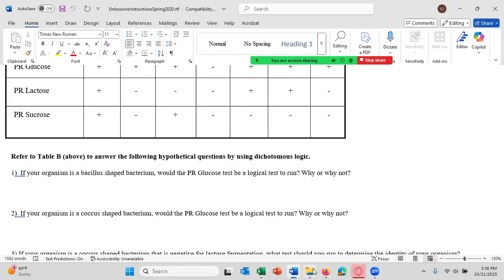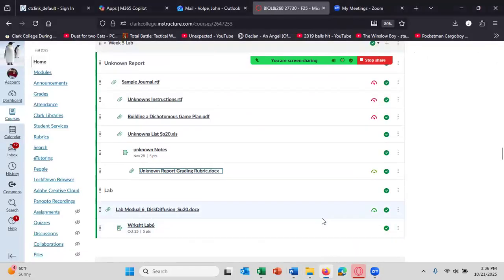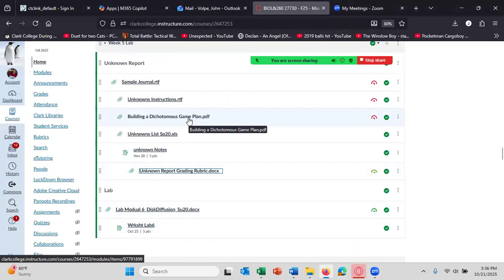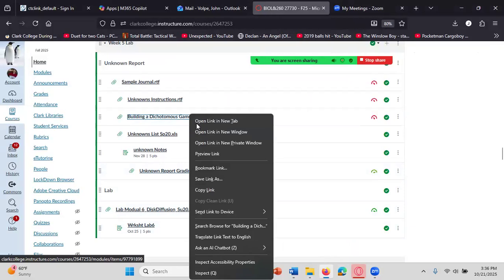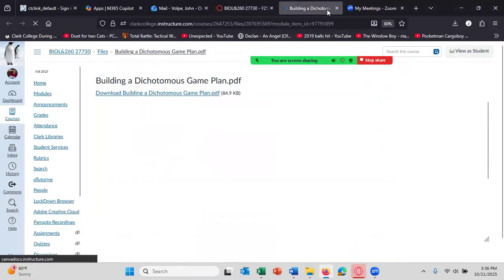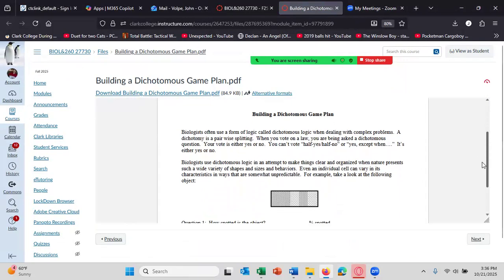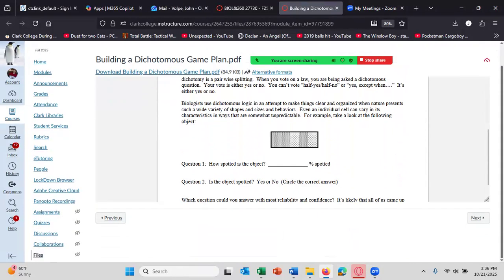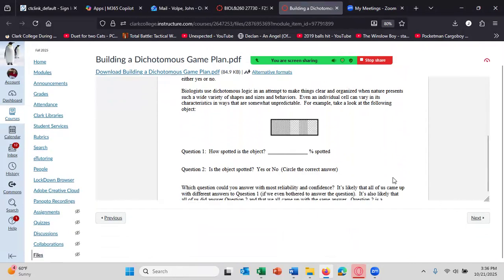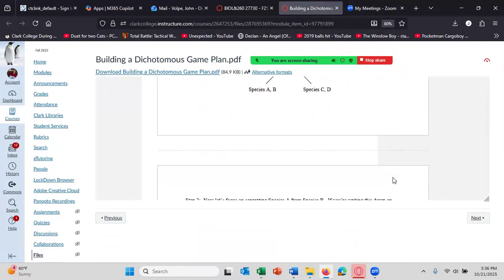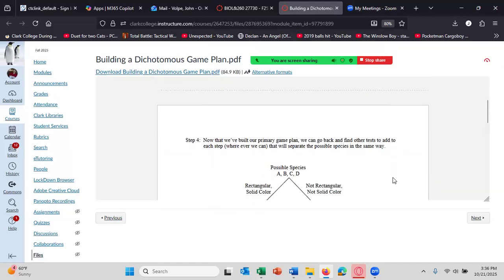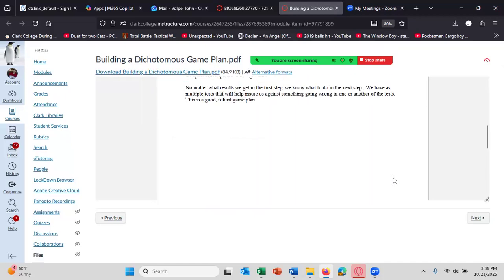We have another place where I've got an example of dichotomous logic. There's building a dichotomous game plan. You should be using a dichotomous game plan to figure out your project. So this goes through a dichotomous game plan, how to build one, how to use dichotomous logic. I think there's some questions in here too. And here's an example of dichotomous logic.